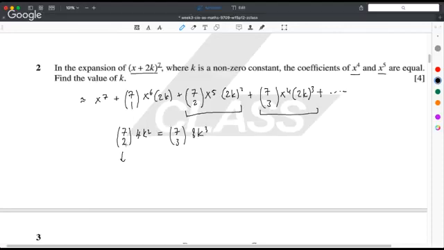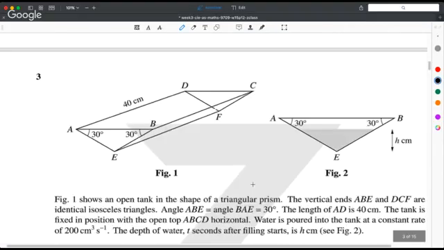And then this is just like crunching it into the formula for the choose combinatorics. So it'll give you that 84k squared is 280k cubed. And you just divide by k squared, and you get that k is equal to 3/10.